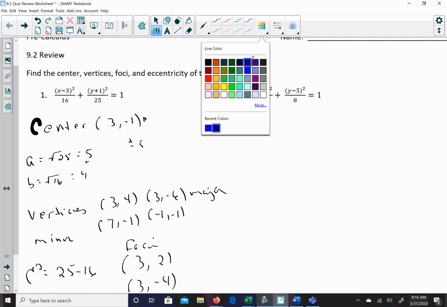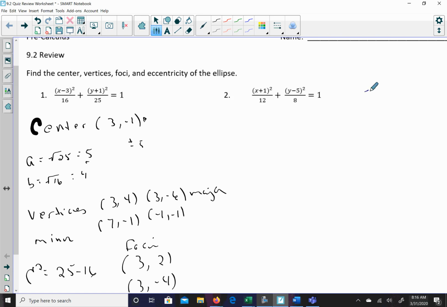Okay, looking at number 2, I'm doing the same thing. It's already in standard form. So my center is going to be whatever I subtract from the x, which will be -1. My y coordinate will be whatever I'm subtracting from the y, which in this case will be 5. My a, the largest of those two numbers, and my denominator is 12, so my a is going to be the square root of 12, which is 2 times the square root of 3. b would be the square root of 8, which is 2 times the square root of 2.